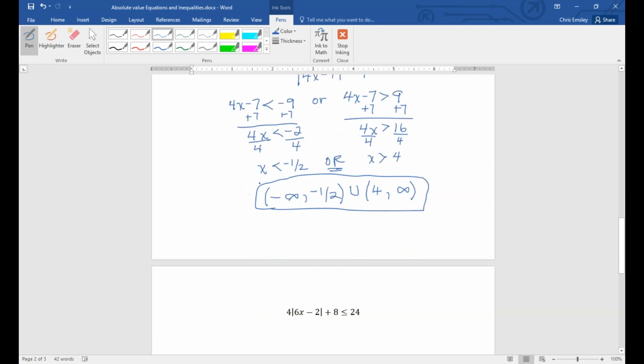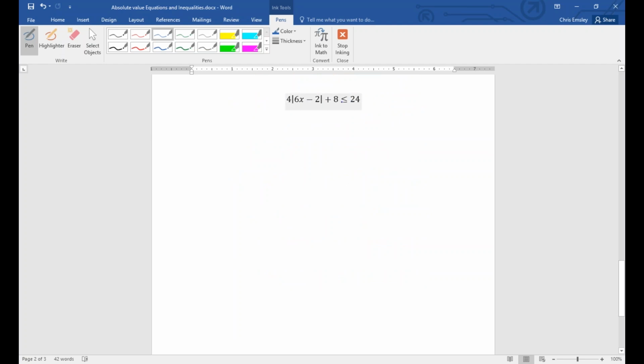And then let's also do a less than example. Remember, less than or equal to works the same way. Again, first step in all of these absolute values is to get that absolute value by itself. So we'll subtract the 8 from both sides. And then we'll divide both sides by 4. And then we're ready to rewrite.